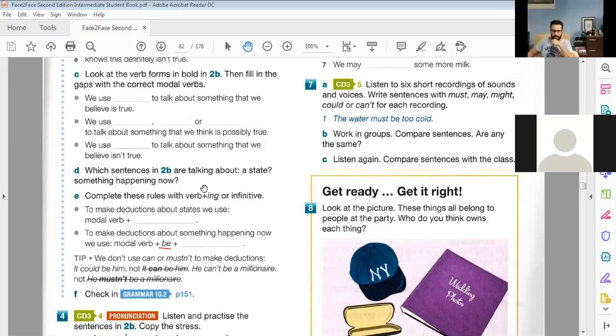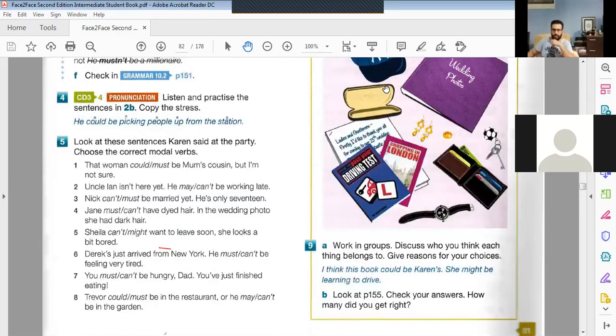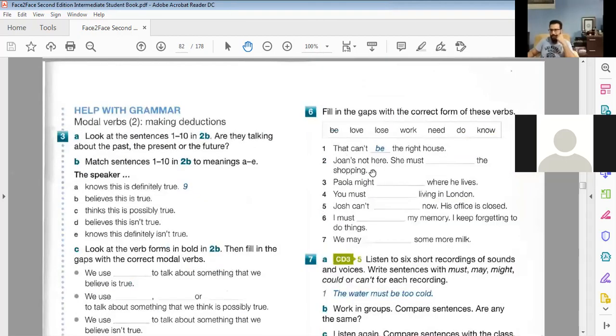After that, I think we finished number five. We chose the right answers. Number six, okay, we didn't do number six, I think. Let's start here with number six. We want to fill in the gaps with the correct form of these verbs. All of these examples are sort of deductions, and we need to use the right form of the verb depending on the example.